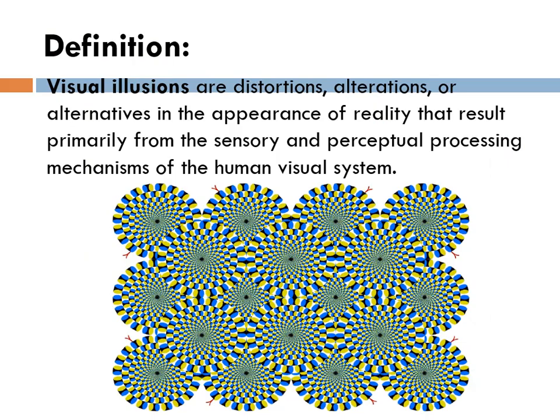First we'll talk about the definition of visual illusions. They are distortions, alterations, or alternatives in the appearance of reality that result primarily from sensory and perceptual processing mechanisms of the human visual system. So you see things that are not real, like these circles are moving, but they are not moving. Your brain is playing tricks on you.